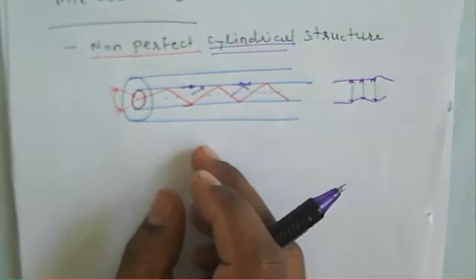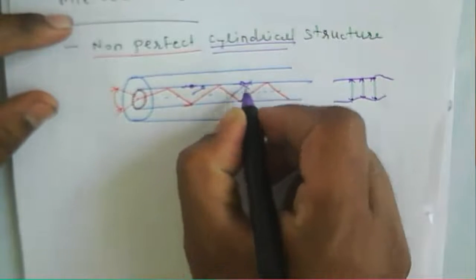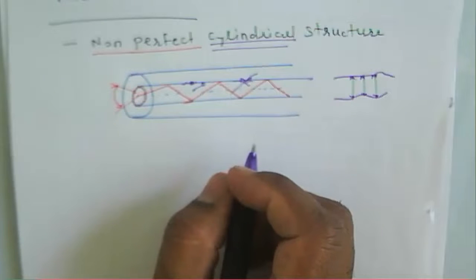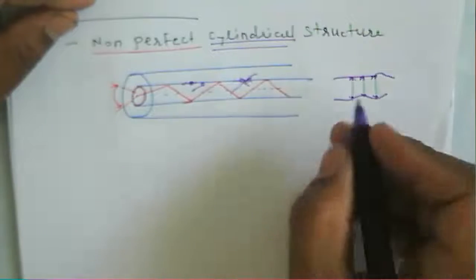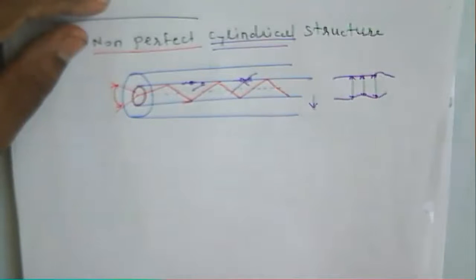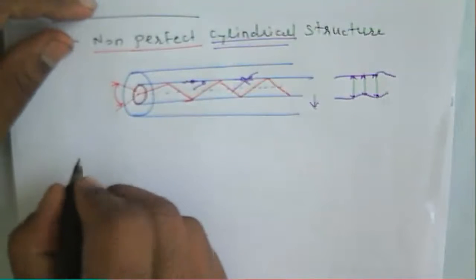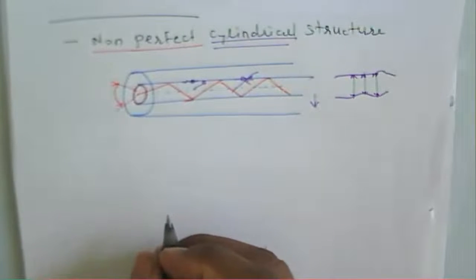So the signal is scattered in another direction, or sometimes the signal may propagate through the cladding. A part of the signal may radiate, and due to that radiation, the signal level is reduced. This is because of the non-perfect cylindrical structure, which occurs at the time of manufacturing.